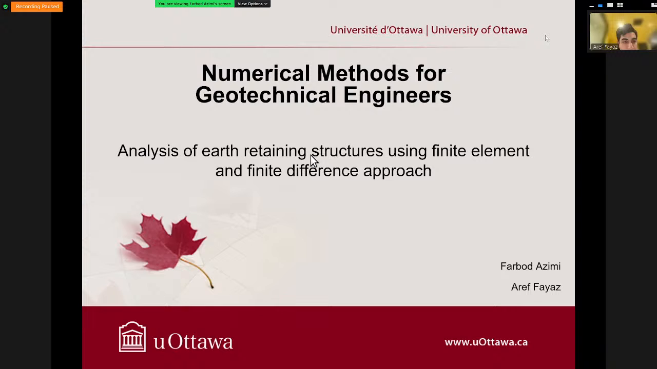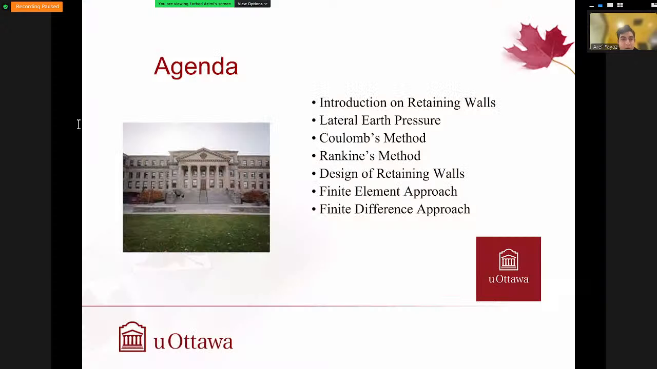So our topic was analysis of earth retaining structures using finite element and finite difference approaches. To begin, we're going to first introduce retaining walls. Then we're going to go over lateral earth pressure. We're going to go over Coulomb's method and Rankine's method, as they are the two methods that we are going to be analyzing. Then we're going to analyze the design of retaining walls, as well as discuss finite element and finite difference approaches.